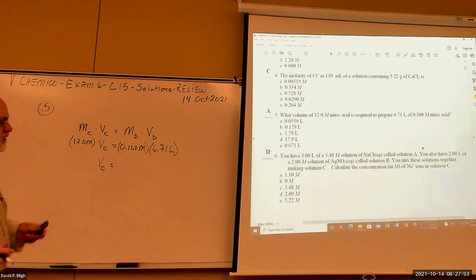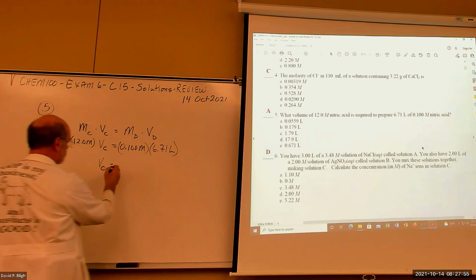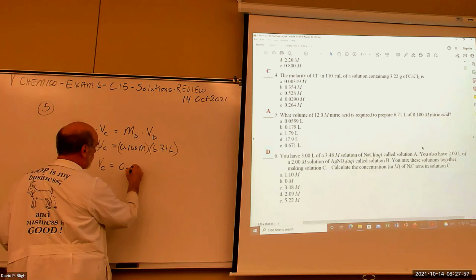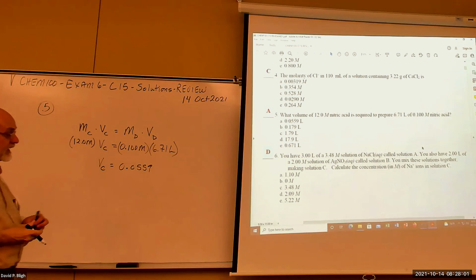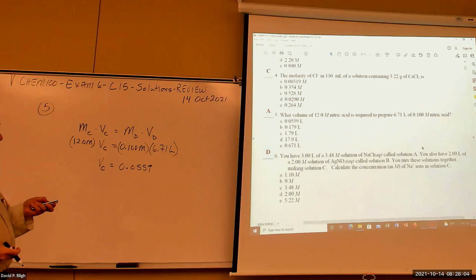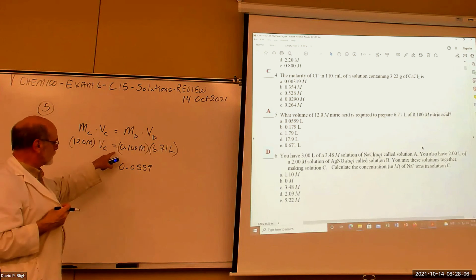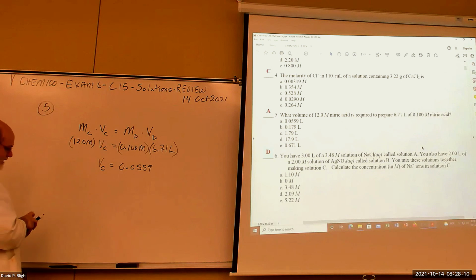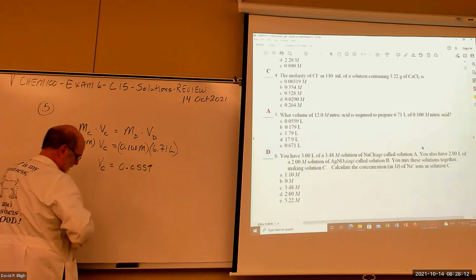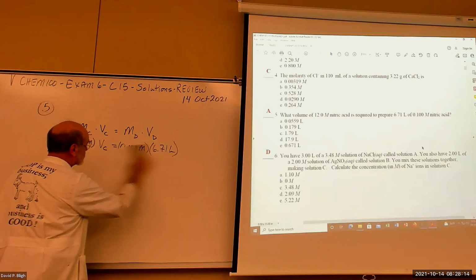Okay? In the interest of time, I'm going to take the key at its face value, 0.559 liters will be the solution to that problem. All right, number 6.